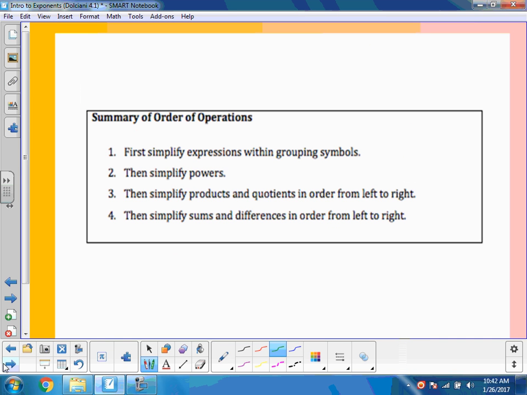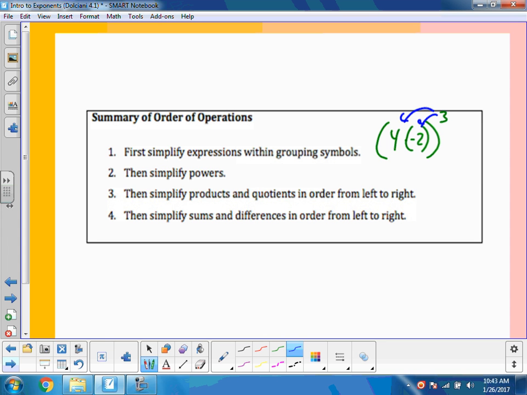A summary of order of operations. First, simplify the expression within the grouping symbols. So if you have parentheses, like for instance, if there's an exponent out here, but there's a 4 times -2, then deal with the 4 times the negative first. Do that inside. Simplify the powers. That would mean like distributing the powers. That's kind of what it's looking for. Simplify the products and quotients from left to right.